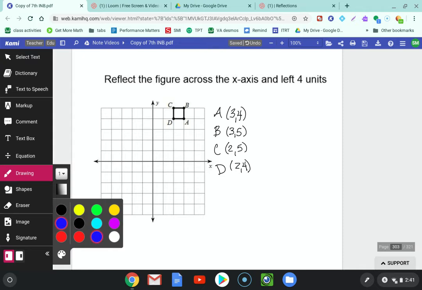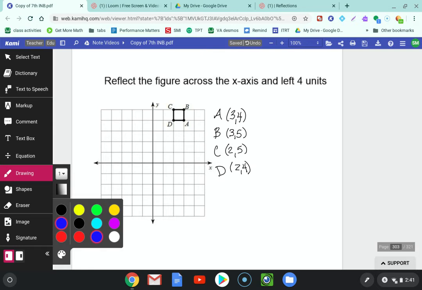Okay, so first step's in blue. That's the reflection across the x-axis. So because across the x, x stays the same. Okay, so I'm going to go 3, and then y becomes -4. 3, 5 becomes -5. C, 2, 5 becomes -5. And D, 2, 4 becomes -4.